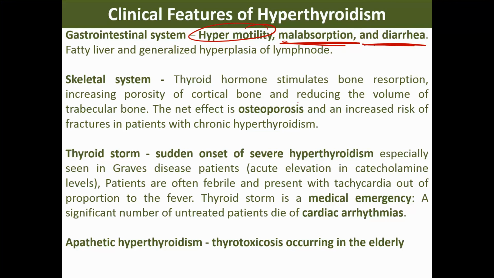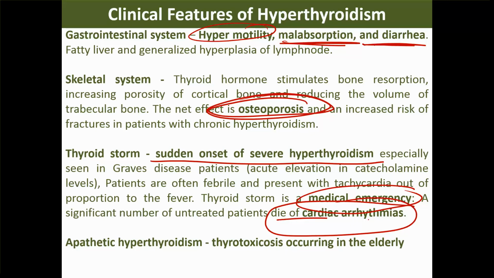And skeletal system, remember, they also produce osteoporosis. Increased thyroid hormone makes the bone resorb more calcium, and that results in osteoporosis. And thyroid storm, which we call a sudden increase in hyperthyroidism, is really a medical emergency. Sometimes it happens during surgical removal of the thyroid. The thyroid hormones escape out into the circulation, and remember that results in serious cardiac arrhythmias, and we have to treat them very fast to make the rhythm normal. So apathetic hyperthyroidism means the thyrotoxicosis is occurring in elderly people.